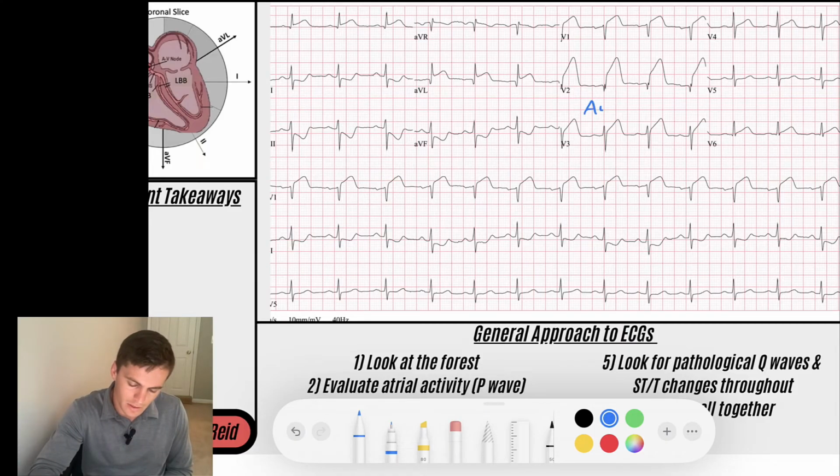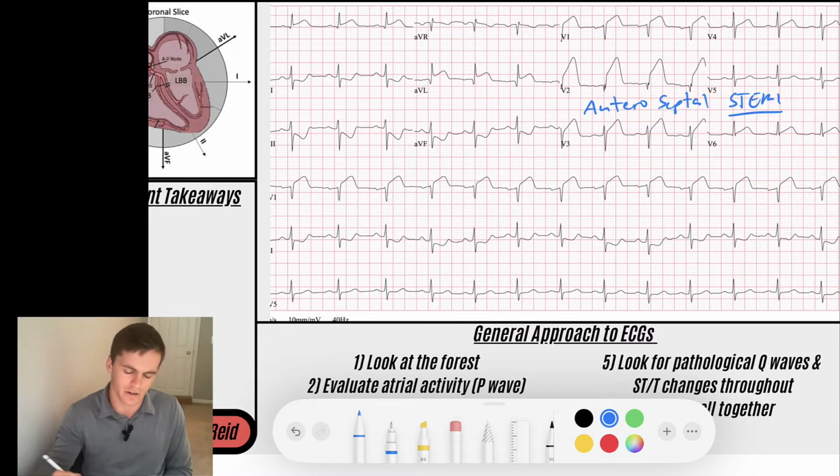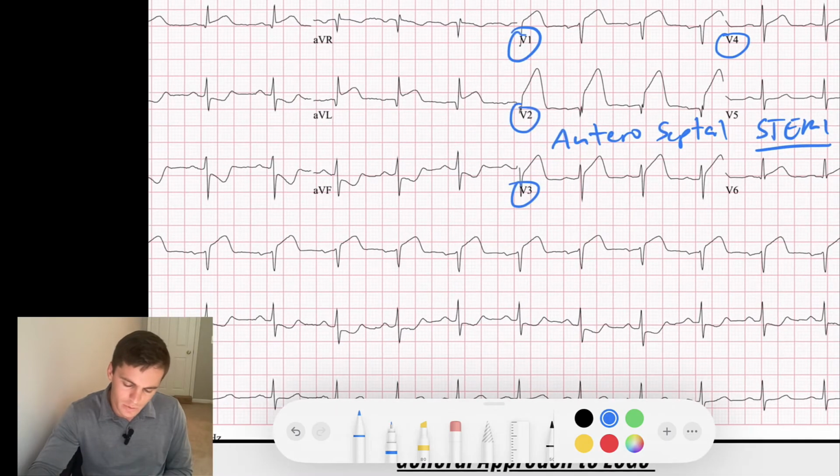So we've got an anteroseptal STEMI. And I just want to talk to you about why this is different than pericarditis. So anteroseptal, septum is V1, V2, anterior is V3, V4. And if you notice here, we've got some pretty significant ST segment elevation.